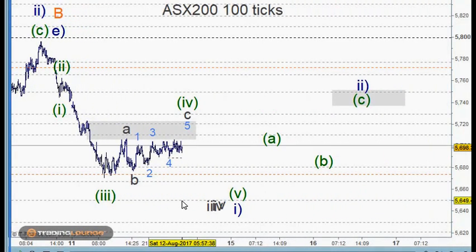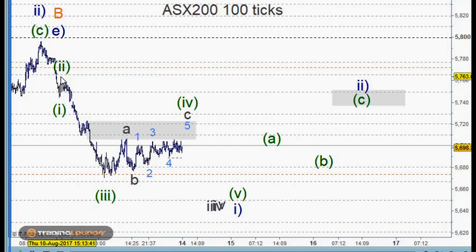I can't draw over this side of the price being on tick chart, but the market could fall from this current high here and come down, and we'll be looking for a move down into 5,650. It may not get that far down, and it may do. I'm not quite sure.